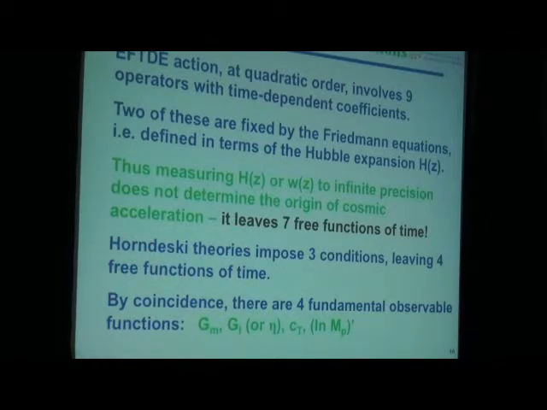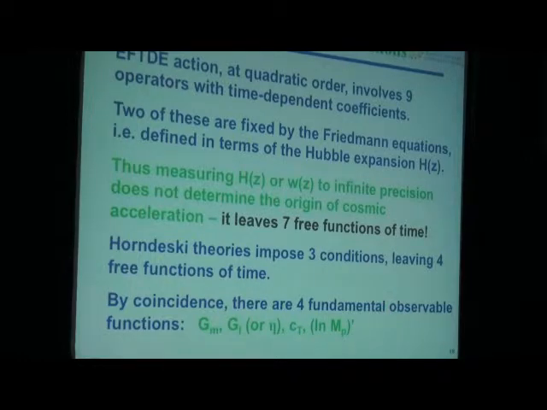If you restrict yourself to these Horndeski theories, that imposes an extra three conditions. And so now you're down to four free functions of time. And it turns out, and it's a pure coincidence, that there are basically four fundamental observational functions. So in the Horndeski case, you have four functions of time that you want to determine, four observational functions. They don't actually map one for one onto each other. But more important is, if you go beyond Horndeski, you have four observables and you have seven functions of time, which tells you you're never going to find the unique theory, no matter how good your observations are. So again, it's a cautionary tale in doing this.